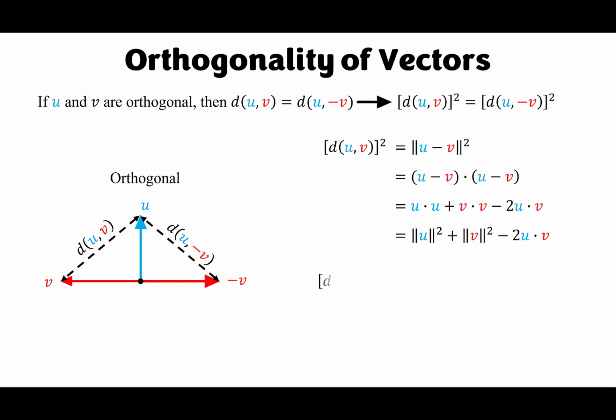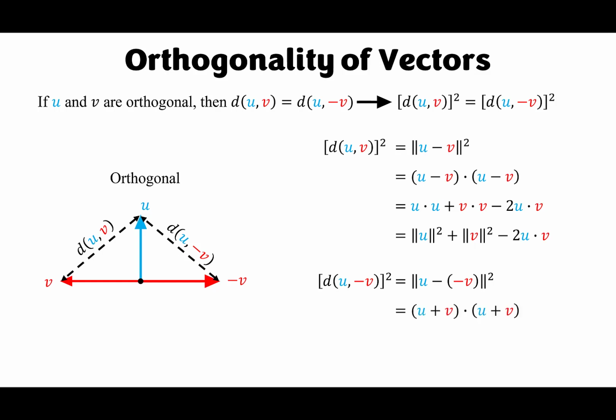All right, now let's look at the distance between u and negative v, right? Because we want to compare the distance between u and v and u and negative v and make sure that they're the same. So very similar calculation, but now we're dealing with negative v. So the distance squared is u minus negative v, and we find the length of that and then square it, right? That would be the distance squared between u and negative v.